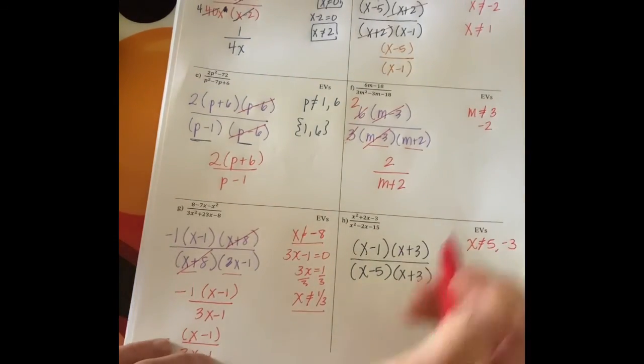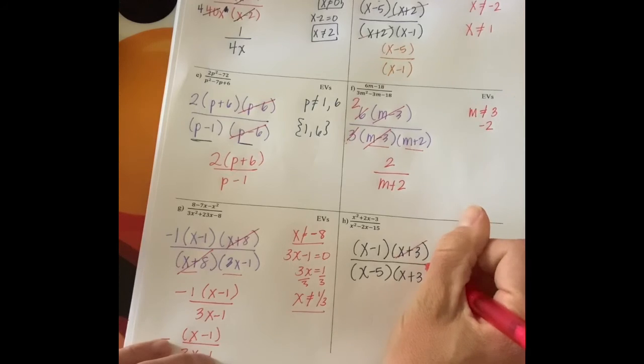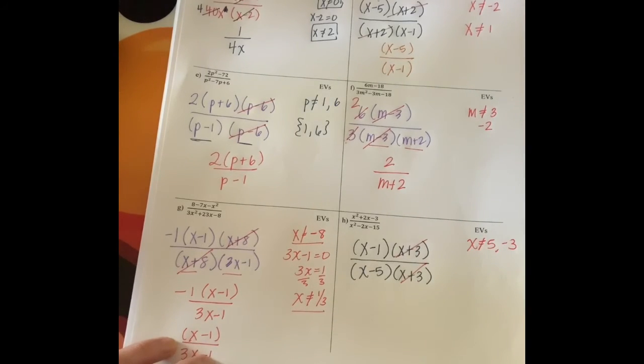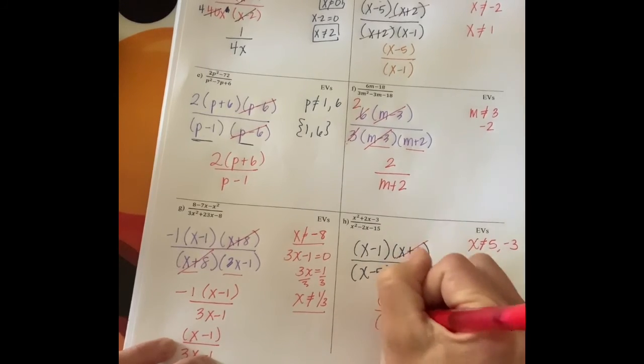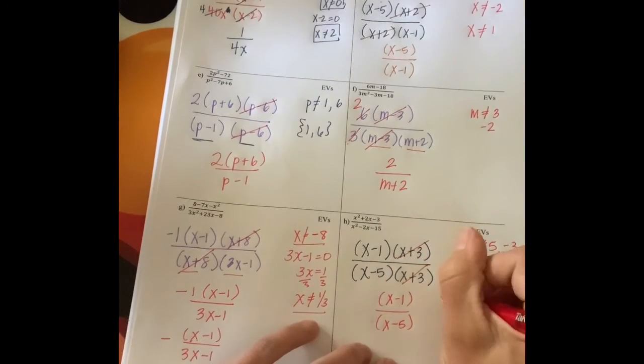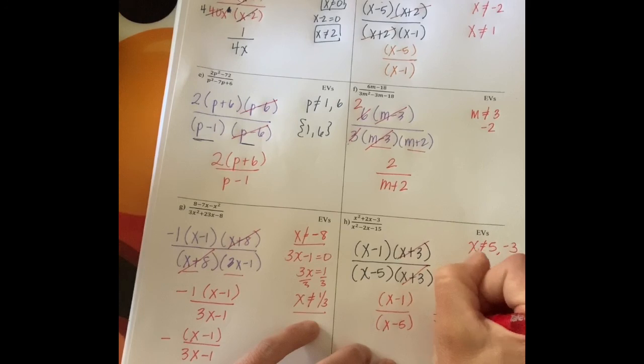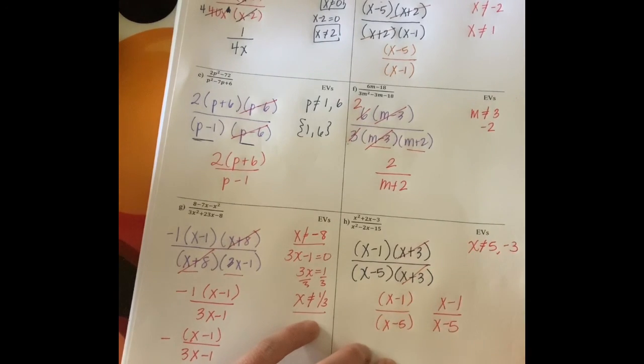Cross out 1 from the top with 1 on the bottom that match up. These would stay in your final expression and they don't need parentheses around them. You could say x minus 1 over x minus 5, but you always just include your excluded values when you give your simplified answer.